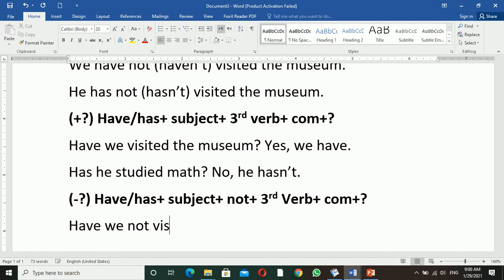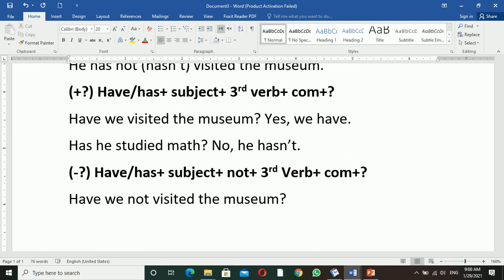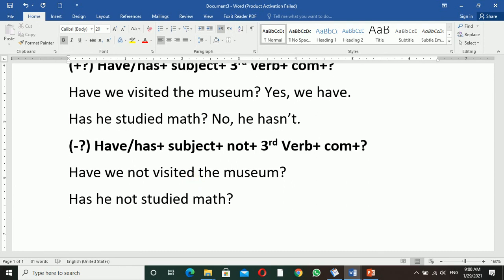Formal structure. So we say the examples: Have we not visited the museum? Have we not visited the museum? Should be question mark. And then we say, has he not studied math? Has he not studied math? Yes, he has. No, he hasn't. Then next we have the informal structure.